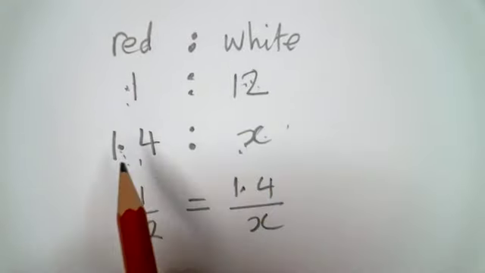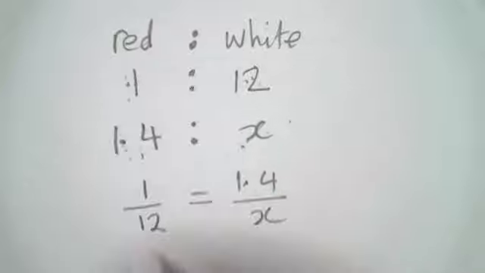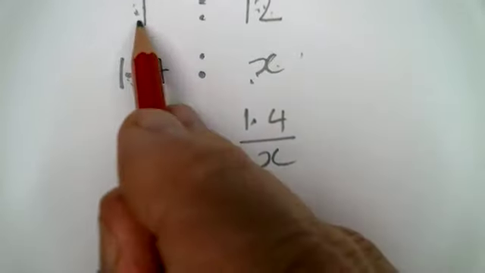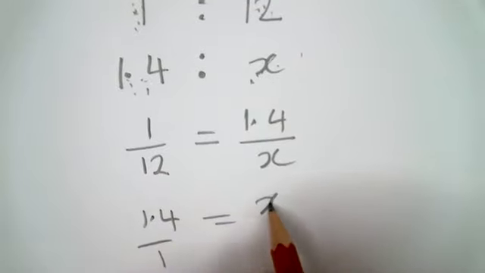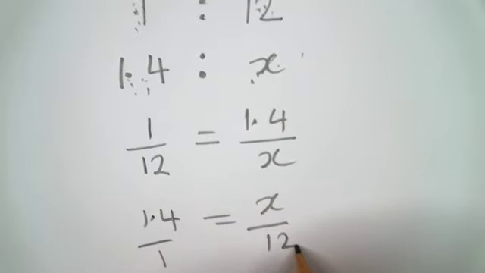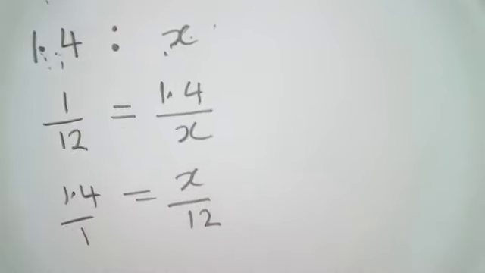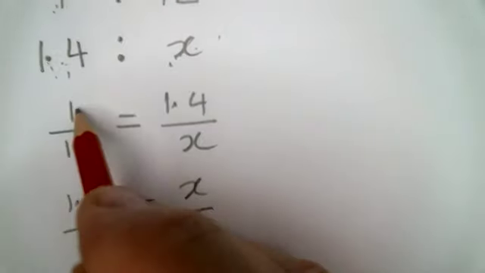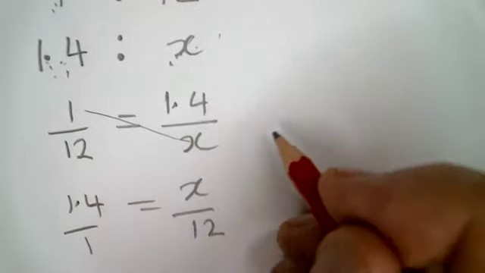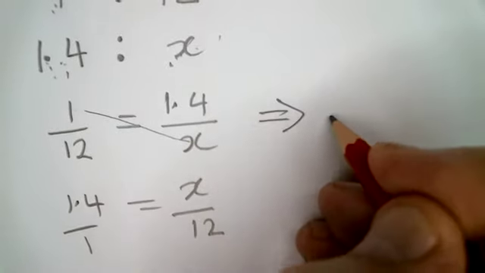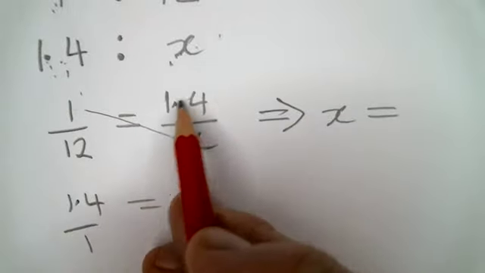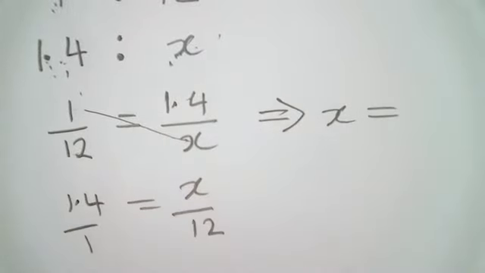Let's do that last one. 1.4 and 1, that way round and that way round with x and 12. Now, these should all work out exactly the same. Let's see if this one does. 1 times x is x. I'll write that actually over here, so you can see. So x equals, cross multiplied, 12 times 1.4.